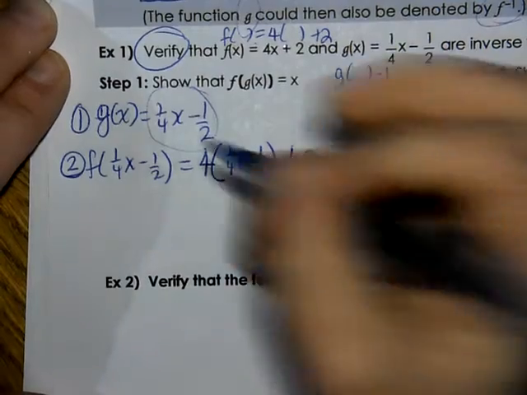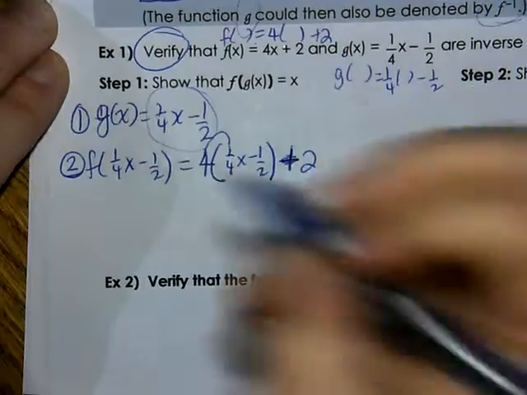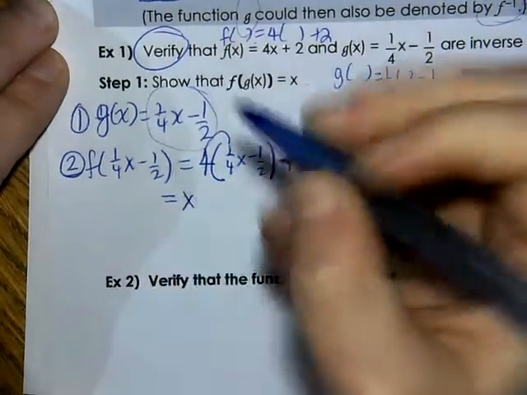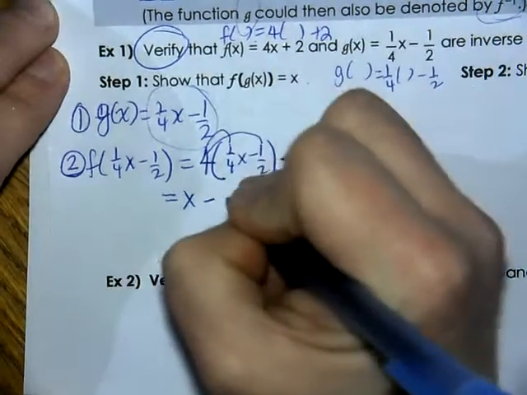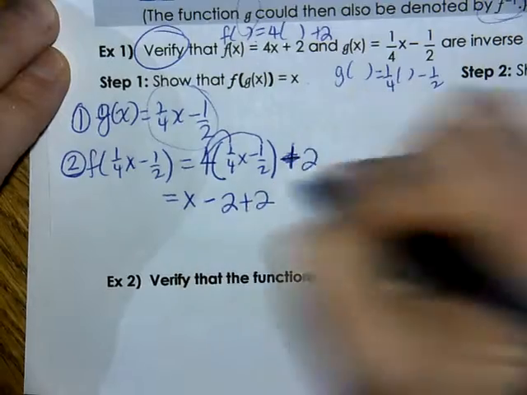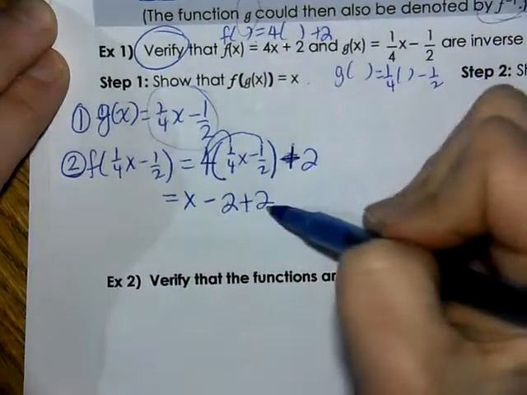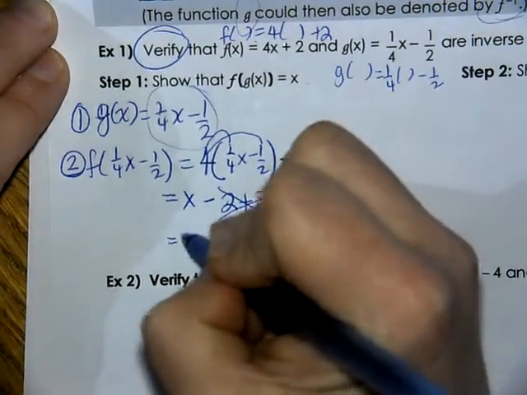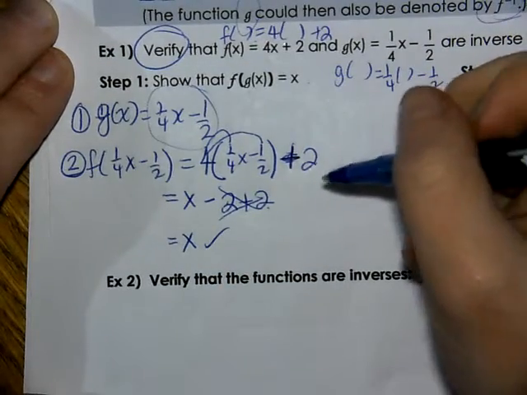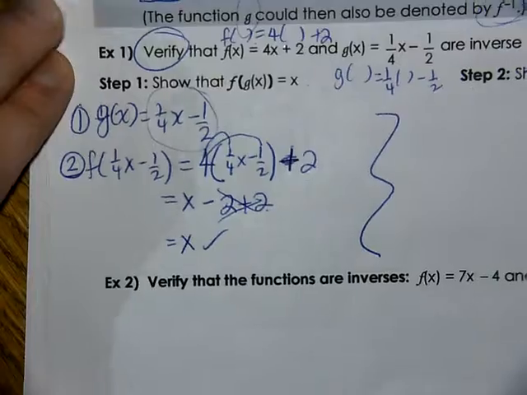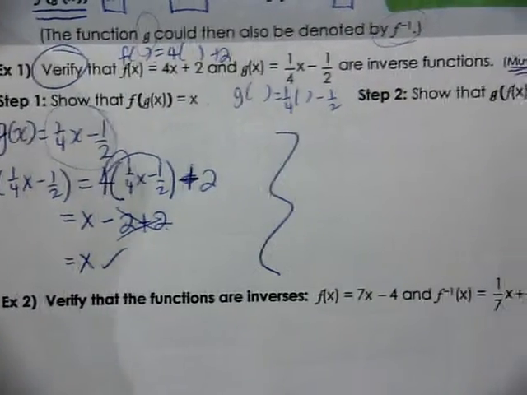And now I'm going to simplify. 4 times a fourth, that is equal to 1x. 4 times negative half is negative 2. And then I'm going to write plus 2. Negative 2 plus 2, that's 0. So that just showed that f of g of x equals x. Let's go ahead and look at step 2.